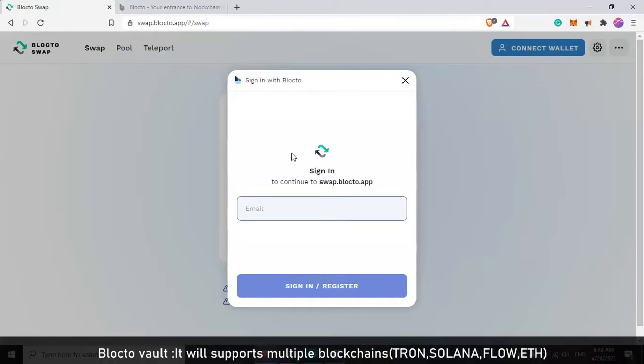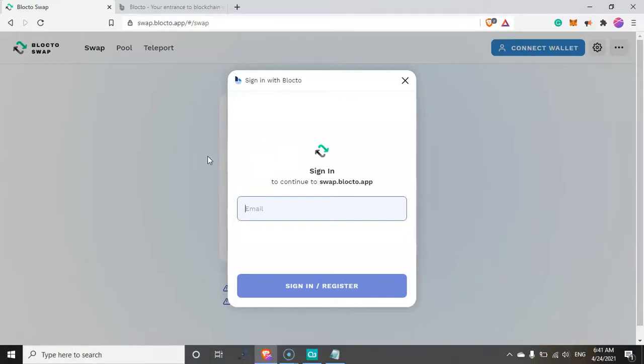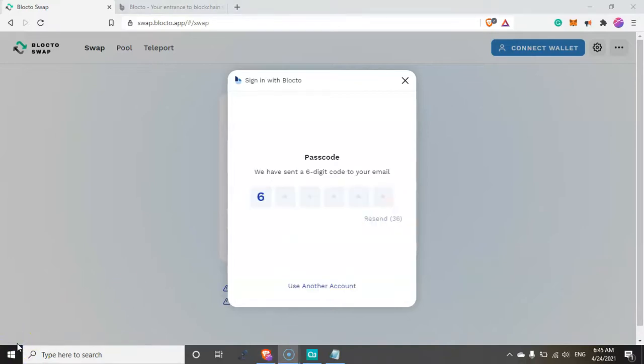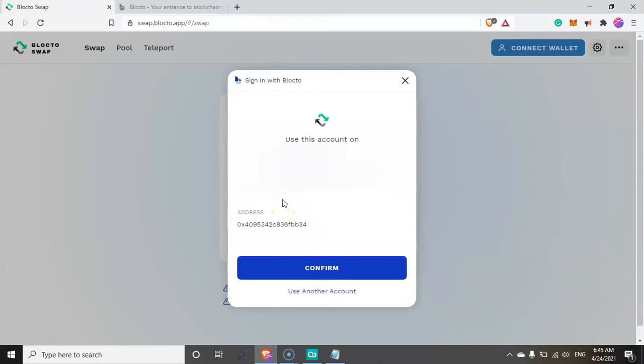So let's start with this platform. It will support multiple blockchains: Tron, Solana, Ethereum, Flow, and the rest of them. So let's sign up for an account. Once you input your password, like I already have the app on my mobile phone, they will send you an email. So, preparing to enter.